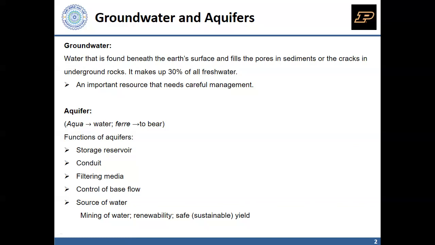We will use the term aquifer very often. It is the water-bearing formation that groundwater flow deals with. I think many of you know aqua means water and fere means bear, so an aquifer is something that bears water. Aquifers actually serve many functions. The primary ones that we think of are storing and transmitting water.